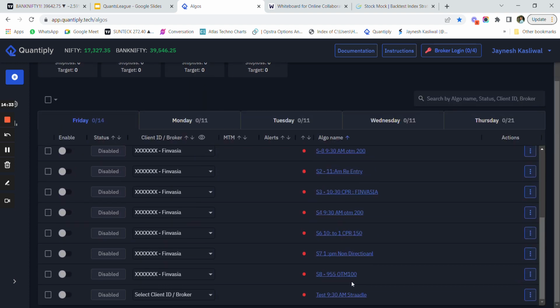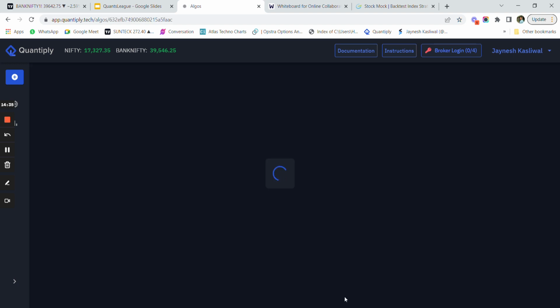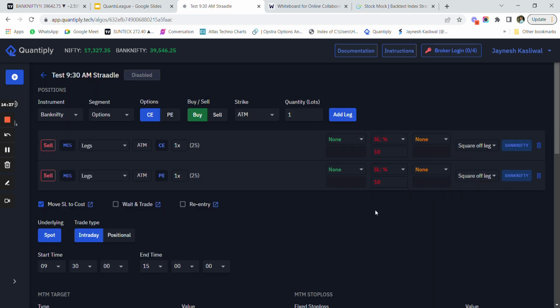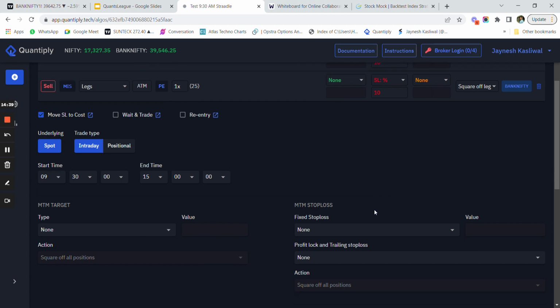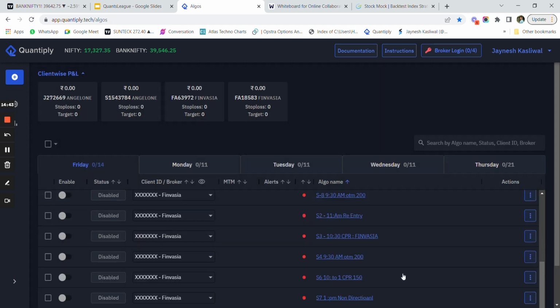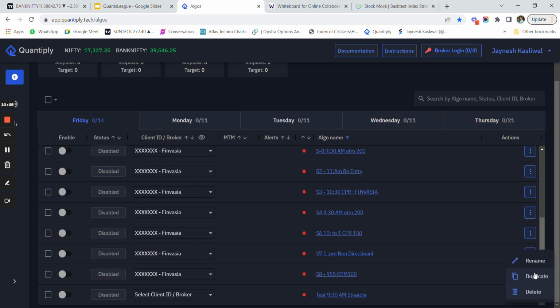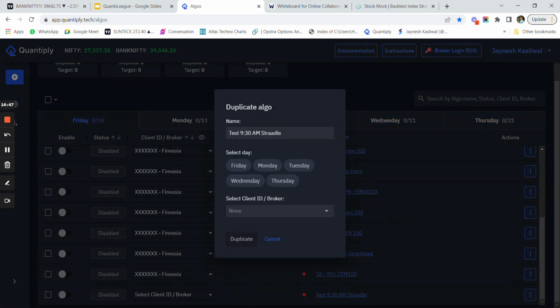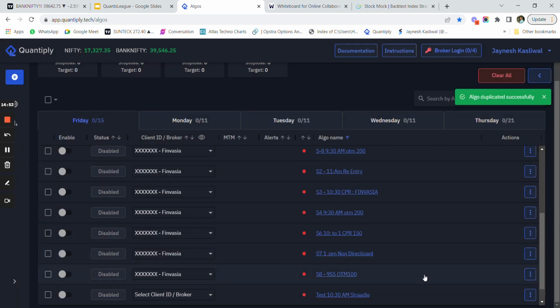Okay, so I can clearly see that there is a test strategy here, and this strategy is ready to roll here. Okay, now how do we create a second strategy? Just duplicate this, and we'll change the name first to 10:30 straddle, and let's say that I'm selecting Friday. Okay, I have created a test 1030 straddle.